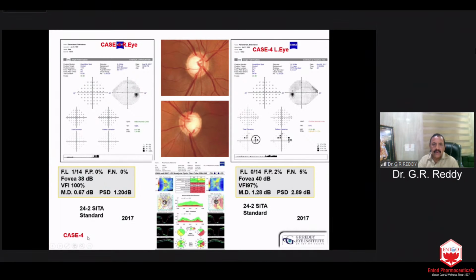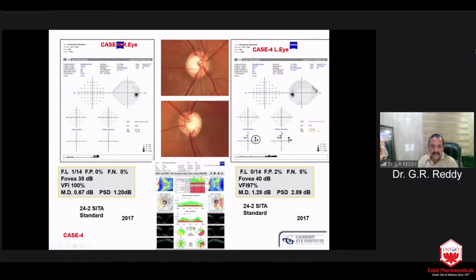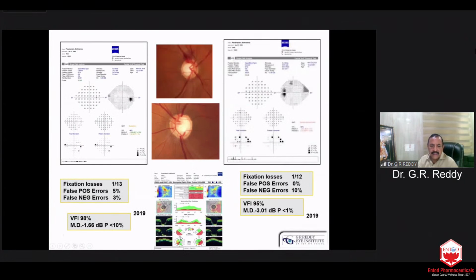And followed after 1.5 years, the patient had a disc hemorrhage, and the field defect started. You see here the field defect, and the OCT is almost normal, a normal OCT. Here the OCT is showing yellow mark, and this is another field defect. But even though the patient is on treatment, he had a disc hemorrhage. So this is the 5th case.